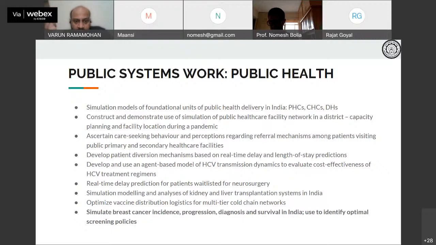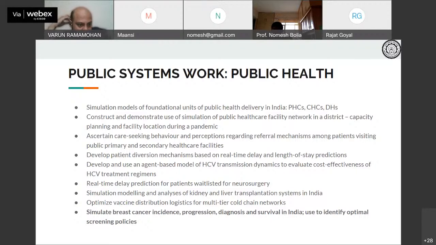So the idea is once you develop this sort of generic simulation model, you can create instances of these PHCs, and you can put them together to model public healthcare delivery in a given district. And then there are many other things that you can do. So, for example, we've developed patient diversion mechanisms between a network of PHCs, using real-time delay and length of stay prediction. So that is work that I'm doing with other PhD students.